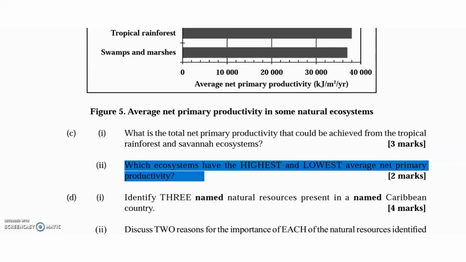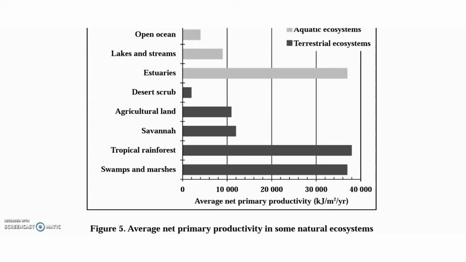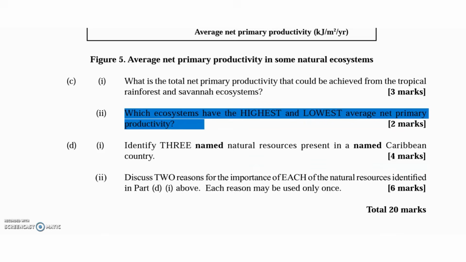All right, the highest average net productivity is in fact associated with, I am seeing here, tropical rainforest at 38,000 kilojoules per square meter per year. And the lowest is in fact associated with desert scrub, which falls roughly at an estimated 2,000 kilojoules per square meter per year. All right. Use your ruler when you're doing your measurements.